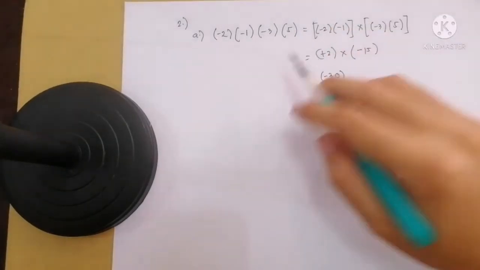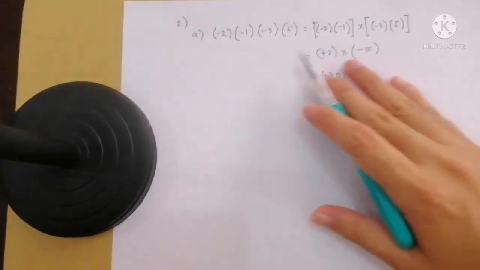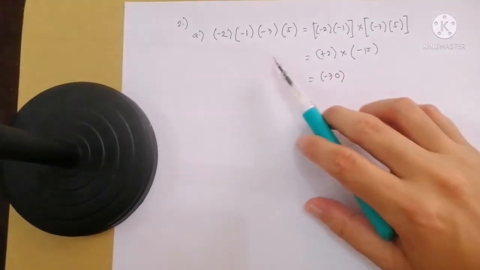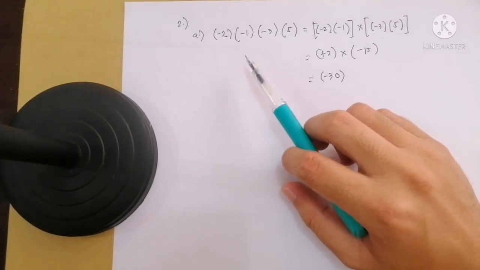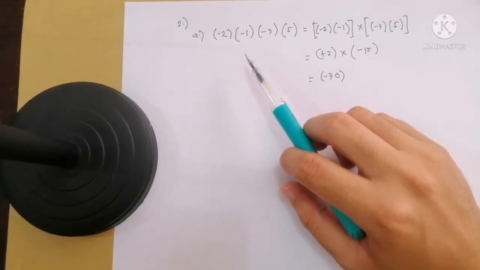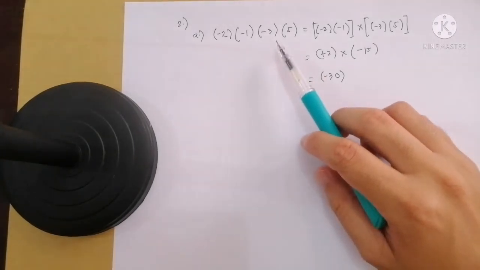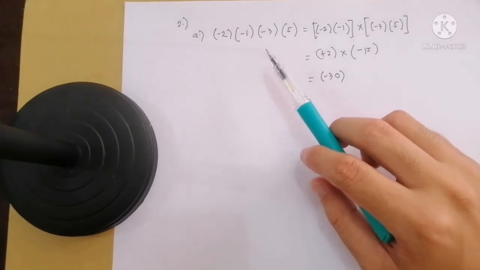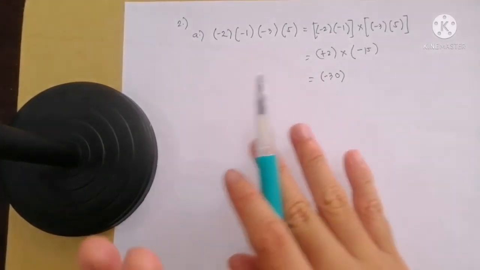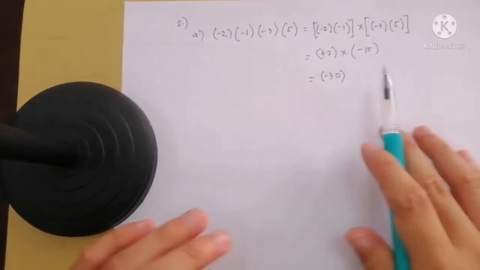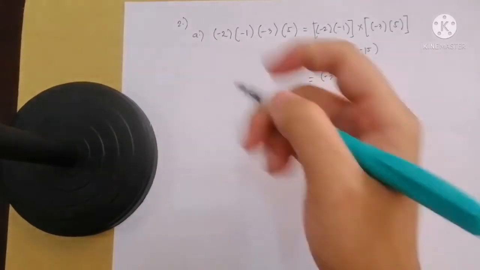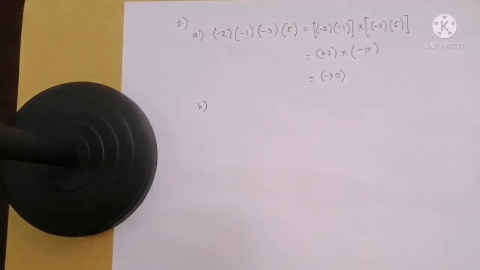Take note, if we analyze the given factors, three of the factors are negative, so it has an odd number of negative factors. Again, the three factors are negative, and it has an odd number of negative factors. So that is our analysis for number 2A. Now let's proceed to number 2B.